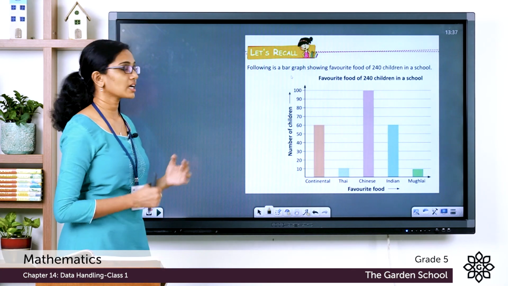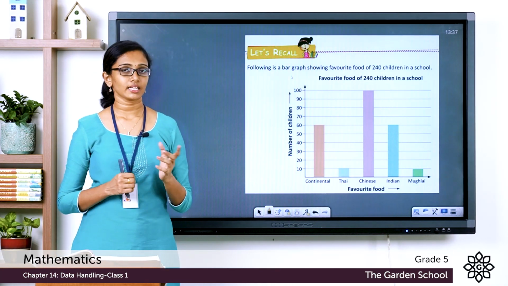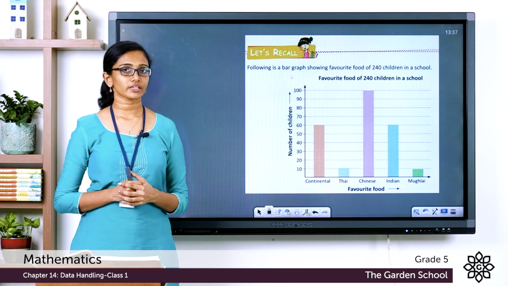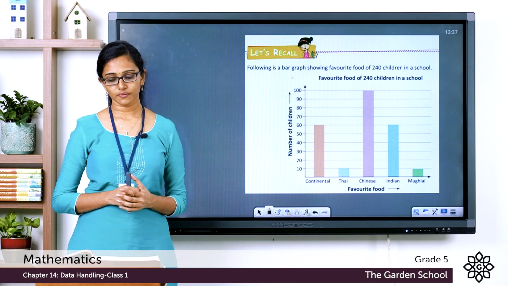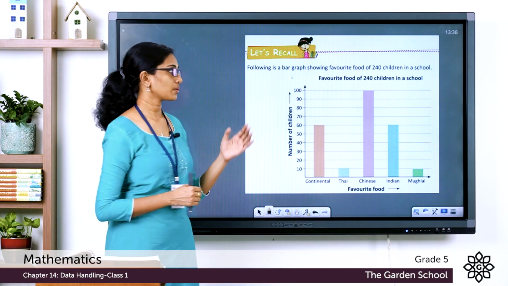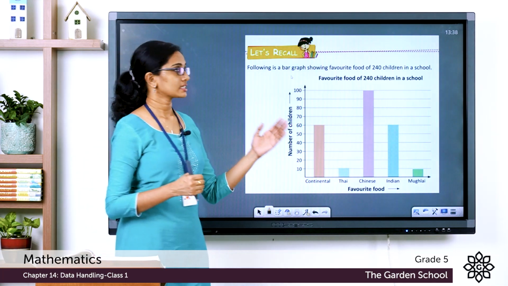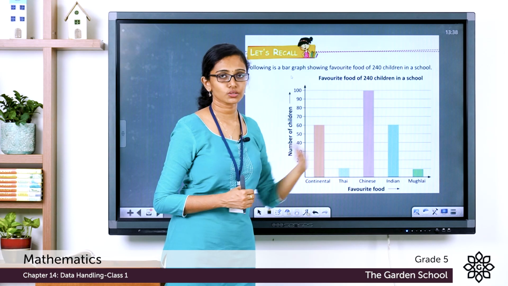Now, this is a question from your textbook. This is from page number 199, the Let's Recall exercise. Let me read the question to you. Following is a bar graph showing favorite food of 240 children in a school. So there is this bar graph, and what kind of data is depicted here? The title or the label is favorite food of 240 children in a school.